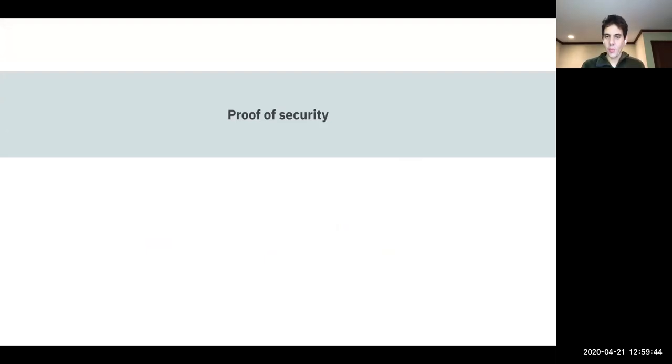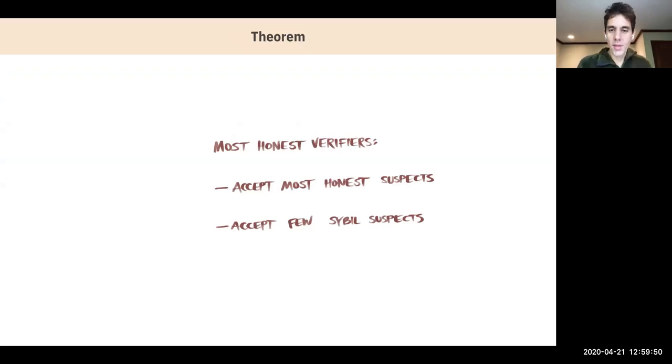Okay. And with this, we are ready to actually prove that this works. And so what is it that we're trying to prove? The statement formally is that most honest verifiers, in other words, most honest nodes, will accept most honest suspects. So we won't be able to accept all of them. We're going to have a false negative on some suspects, but we want to do okay on most of them. And we're going to accept very few of the Sybil suspects. So people who are Sybils and are applying for verification, few of them would be accepted.